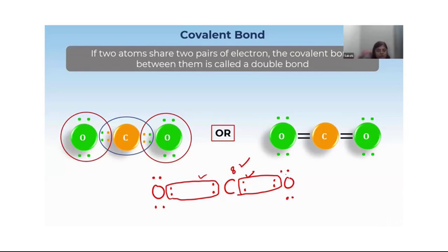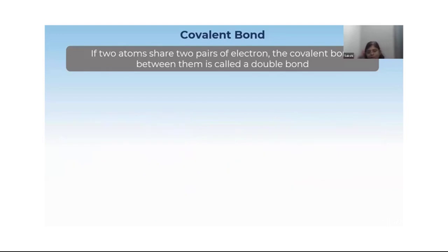Let us count for this oxygen. 1, 2, 3, 4, 5, 6, 7, 8, right? Hence, this oxygen is also stable. What about this oxygen? Let us count 1, 2, 3, 4, 5, 6, 7, 8. So the shared pair of electrons belong to both of them. Hence, CO2 is a covalently bonded structure, carbon dioxide gas, right?